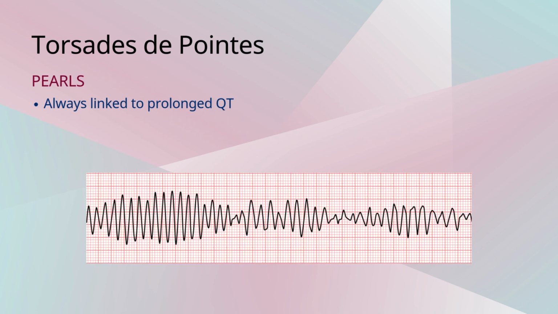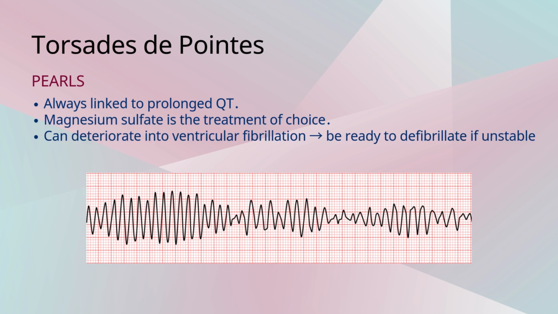So here are our pearls. Torsades is a polymorphic ventricular tachycardia associated with prolonged QT. Magnesium is a first-line treatment, and if unstable, defibrillate immediately.